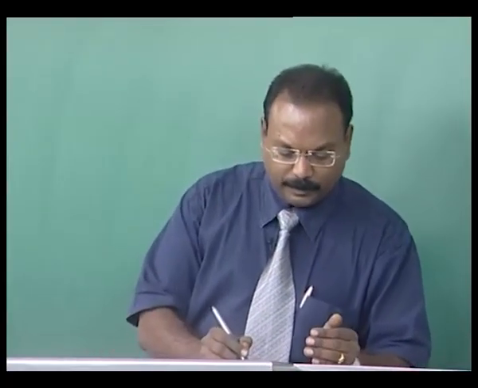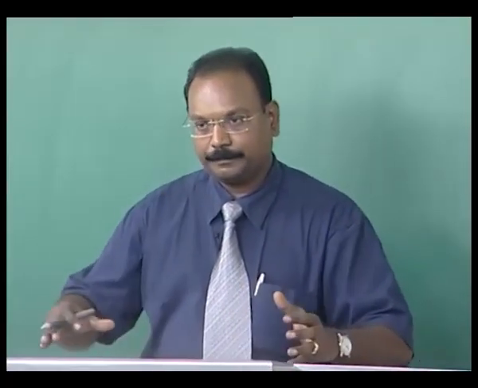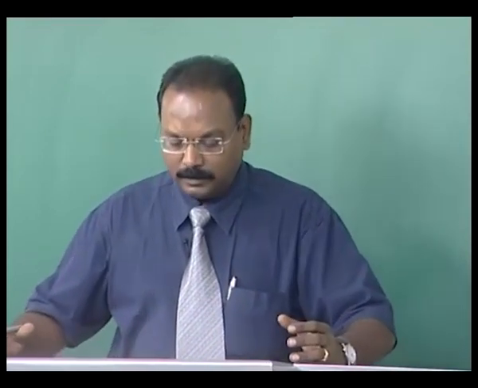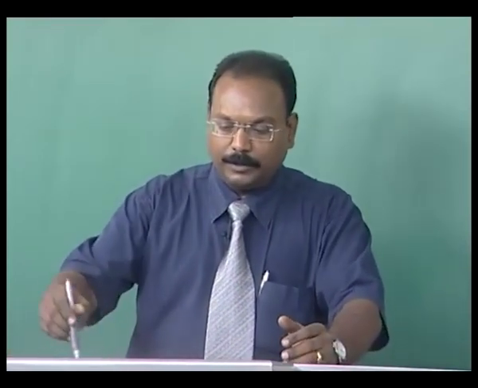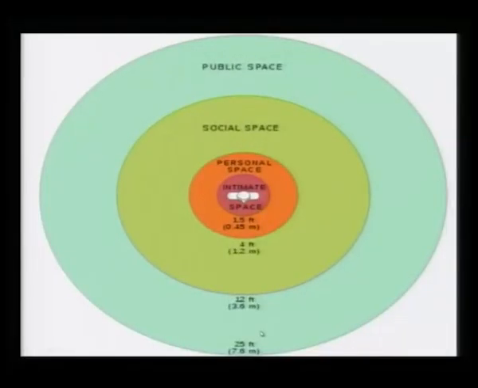You can also visualize this in the form of a space circle. So at the outside you have the public space, so 12 to 25 feet, and then you have the next social level, which is about 4 feet or so, and then the next personal one up to 1.5 feet, and then the intimate one where it is touch, zero proxemics. So you can also visualize like this.